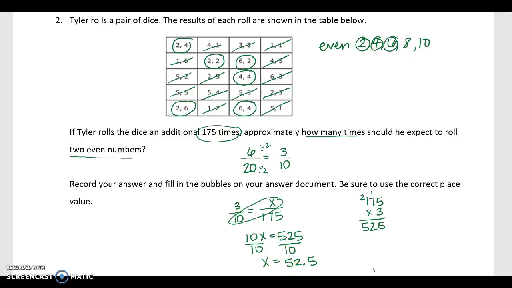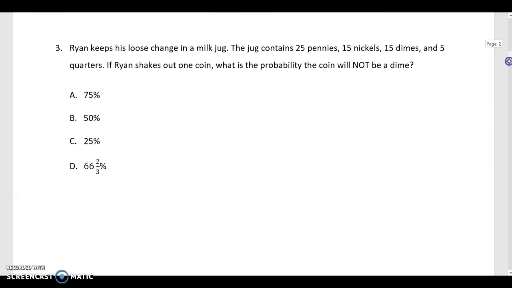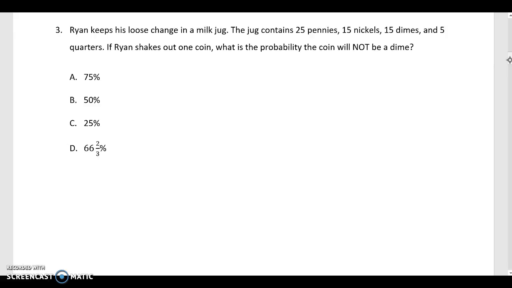Right. Moving right along. Let's look at number 3. Ryan keeps his loose change in a milk jug. The jug contains 25 pennies, 15 nickels, 15 dimes, and 5 quarters. If he shakes out one coin, what is the probability that it will not be a dime?